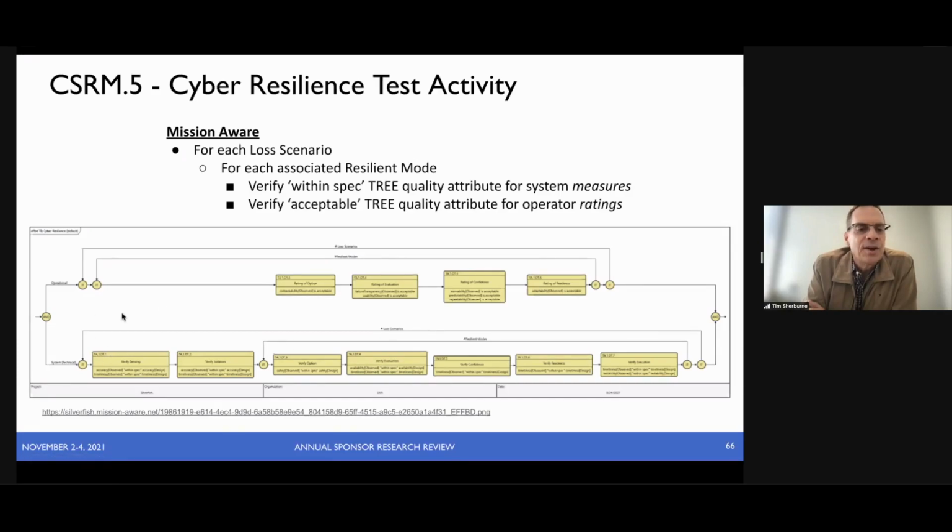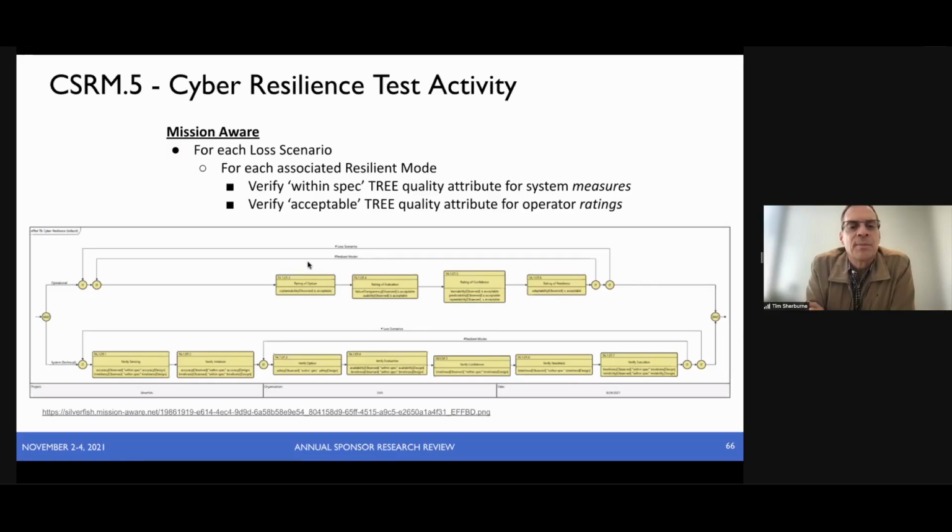So, for each loss scenario, we want to verify the sensing, and we want to verify the timing requirements that were specified, that we can test that we're within spec for the timing and accuracy for sensing, for example. The isolation step, similarly, we want to verify that we're within spec for whatever measures and metrics were defined. Now we branch out for the options. We talk about technically verifying the options exist.